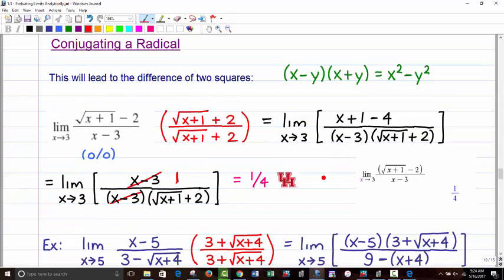Now, these can be a little tricky, but they're not that bad. Just got to apply a little basic algebra. Conjugating a radical. That's how you'll handle it anytime you see something like this. Conjugating basically turns it into something where you have the difference of two squares.